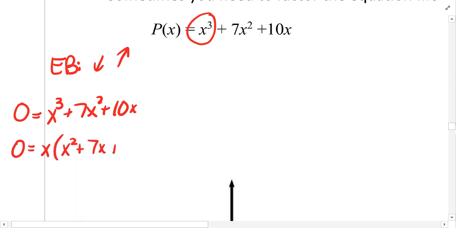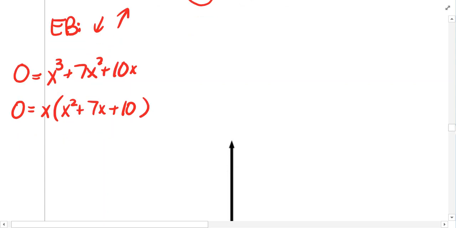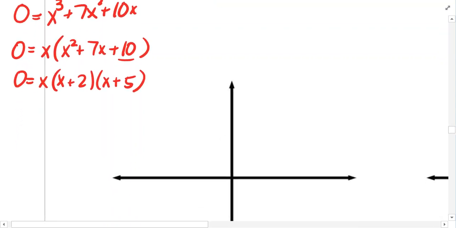Start by pulling out an x out of the whole thing. And then I want to think about what multiplies to 10 and adds to 7. I don't have a leading coefficient to worry about. That's how I can do that. And so I get x plus 2 and x plus 5. So my zeros here are 0, negative 2, and negative 5. No multiplicities on any of these. And the reason I know that there's no multiplicities is because my exponents are all to the first.